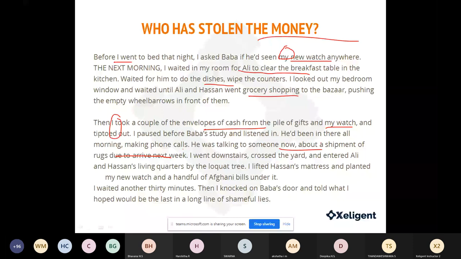Okay, I went downstairs. So the narrator is going downstairs, and he is crossing the yard and entered Ali and Hassan's living quarters. Now the narrator is going to Hassan and Ali's quarters. I lifted Hassan's mattress. So he is lifting Hassan's mattress, and he is keeping his new watch and a handful of Afghani bills under it. Under whose mattress? Under Hassan's mattress. Who is keeping? That is the narrator is keeping. And then I waited for another 30 minutes. Then I knocked on Baba's door and told what I hope would be the last in the long line of shameful lies. So this is an important point. Now what the narrator is coming to tell is, he is knocking at his father's door and he is telling him a shameful lie. So after a long time, he is telling a shameful lie. He himself mentioned that. Okay, now let's see the second passage.